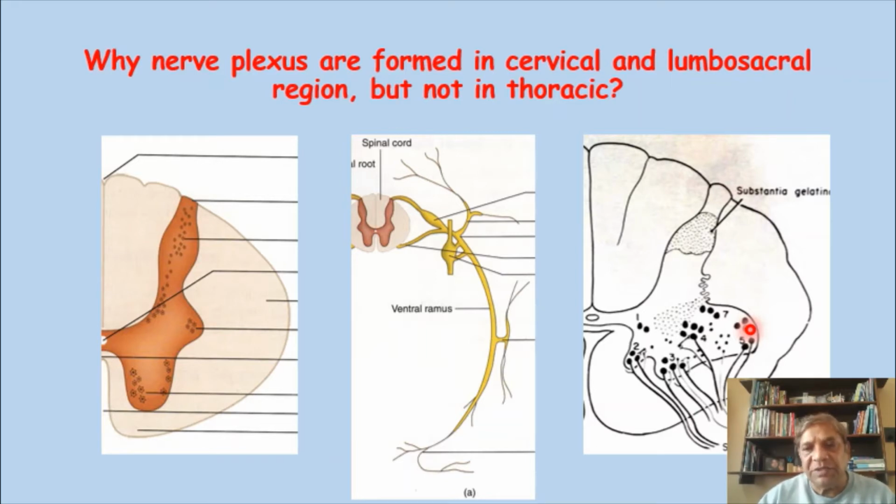That is the difference: in the limb enlargements, where the spinal cord supplies the limbs, there is formation of the brachial plexus, the lumbosacral plexus, and the cervical plexus, but not in the thoracic region. The intercostal muscles have a segmental supply. That means a spinal segment supplies the intercostal muscle in a particular intercostal space.